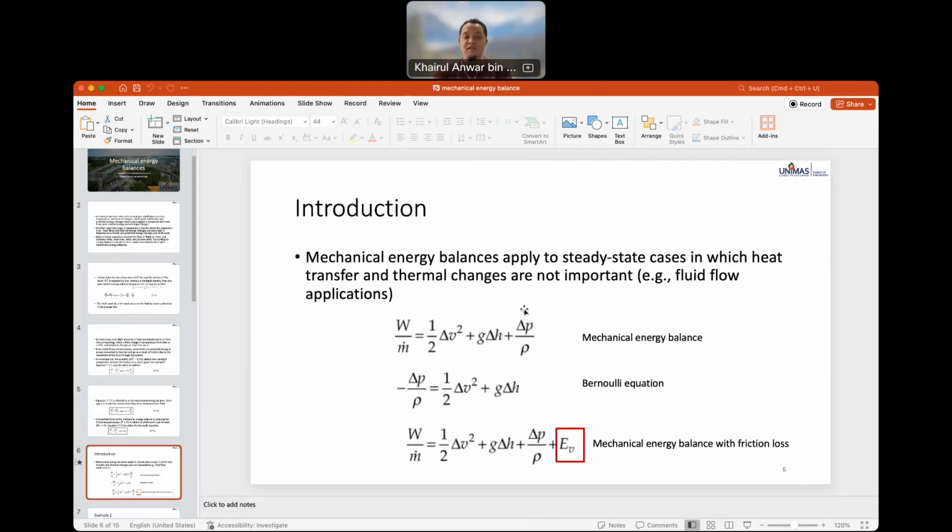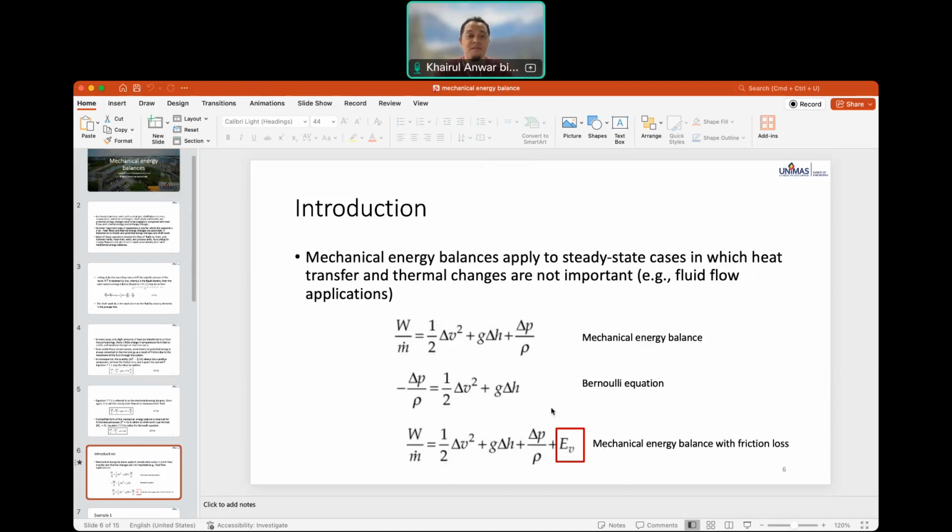So the mechanical energy balance applies to steady state cases in which heat transfer and thermal changes are not important. This is the mechanical energy balance. This is the Bernoulli equation. This is the mechanical energy balance with friction loss. You notice the changes in the equation, but it's the same.